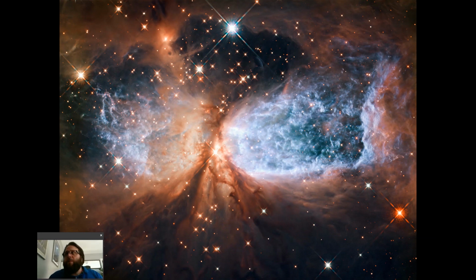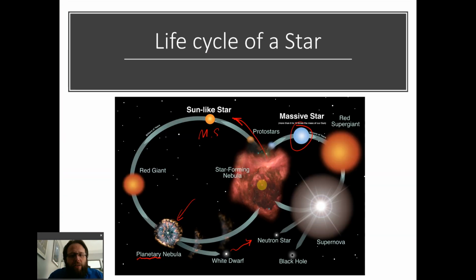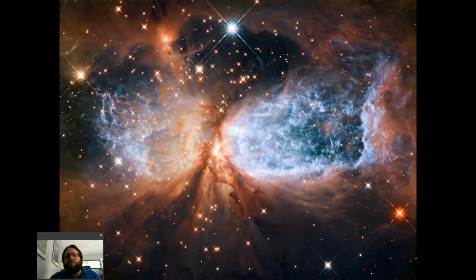So what is the main difference between a red dwarf star apart from the size, apart from the colour? Is there anything different in the structure? Would we expect a red dwarf star to follow the same sort of path as our sun? And it is possible. And just out of interest, if you want to know what nebula this is, it's S106, which is a star forming region.